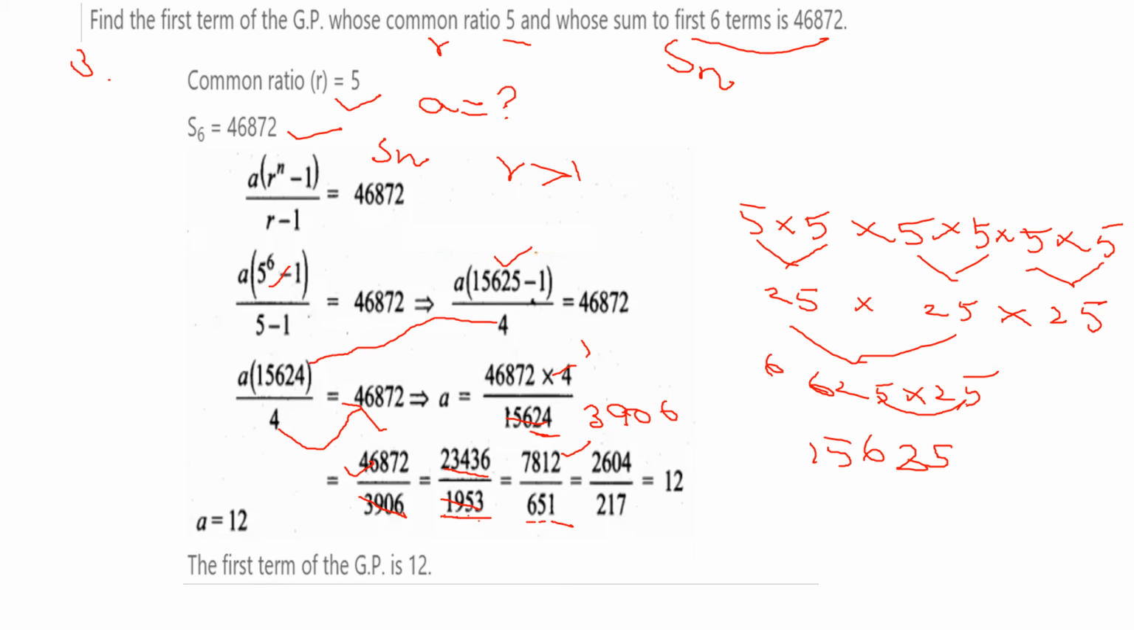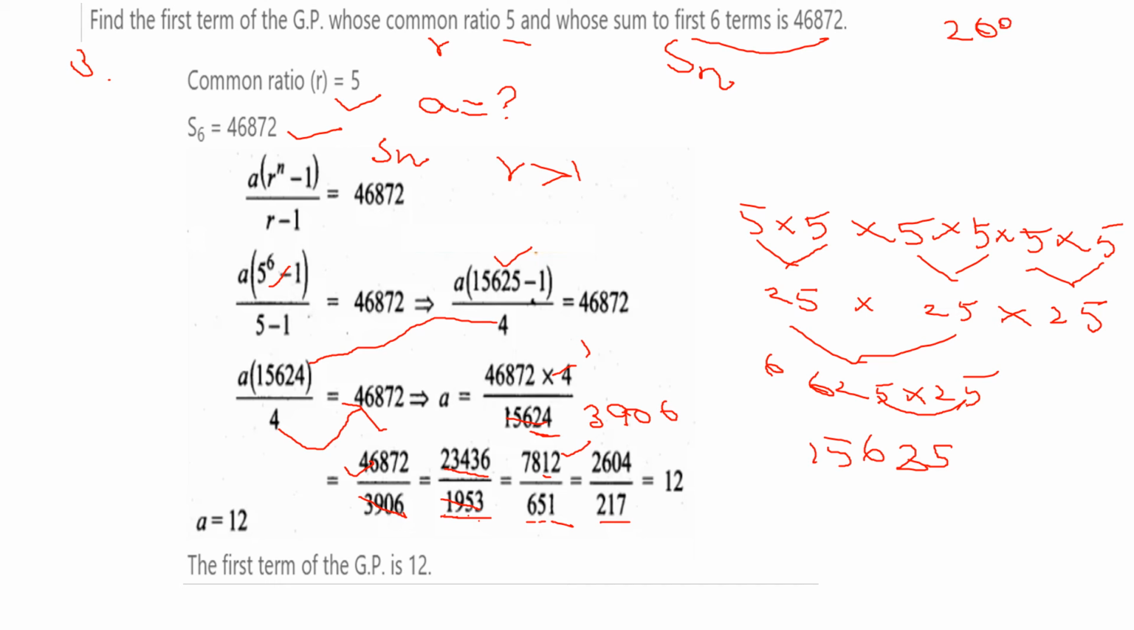So you cancel with the 3 table. 2 3s are 6. 1 3 is 3. 7 3s are 21. And here 2 3s are 6. 6 3s are 18. 1 is smaller, so you put 0. 4 3s are 12. So 2604 by 217.